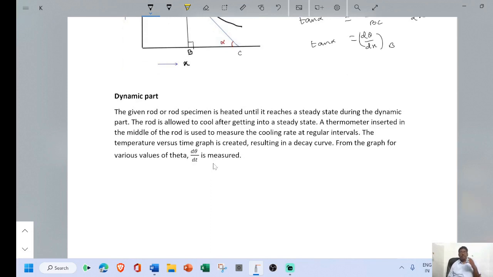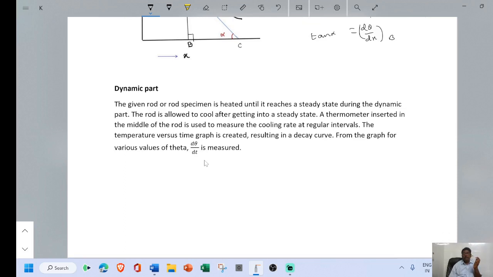The second part is the dynamic part. The given rod or rod specimen is heated until it reaches a steady state. Then the rod is allowed to cool. A thermometer is inserted in the middle of the rod, and with the help of the thermometer, we are going to measure the temperature of the rod at equal intervals.